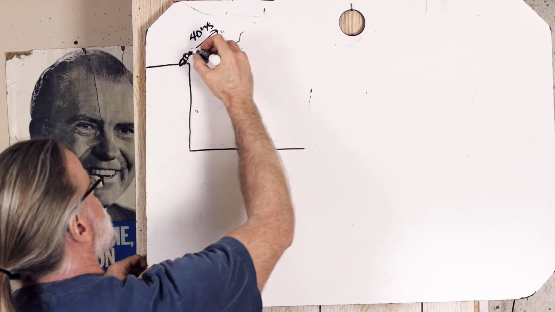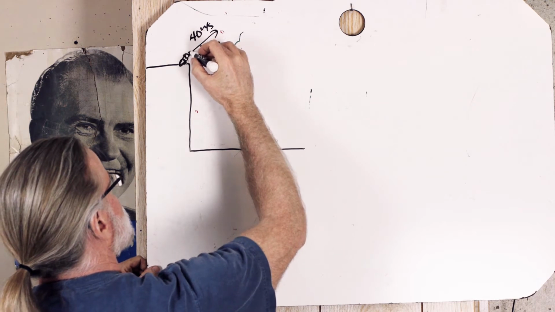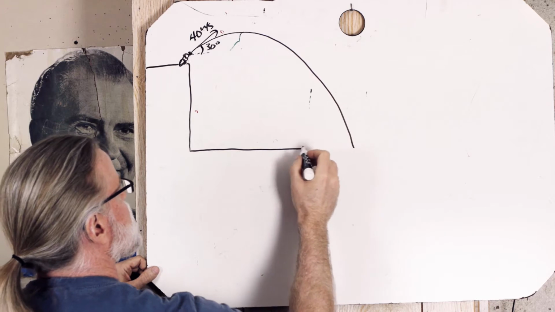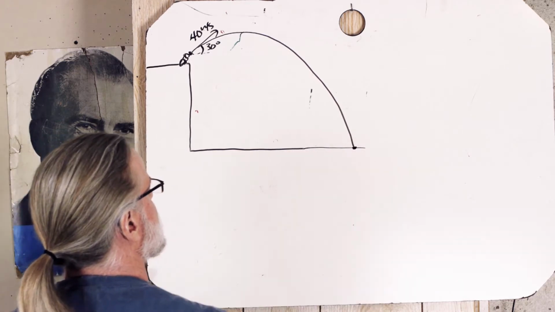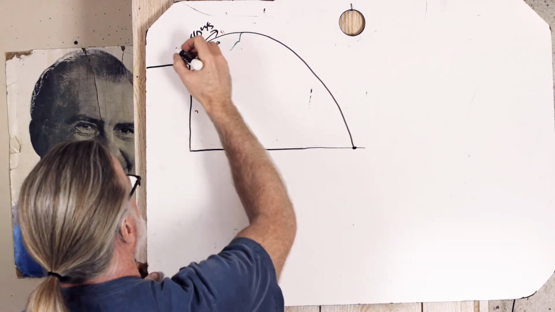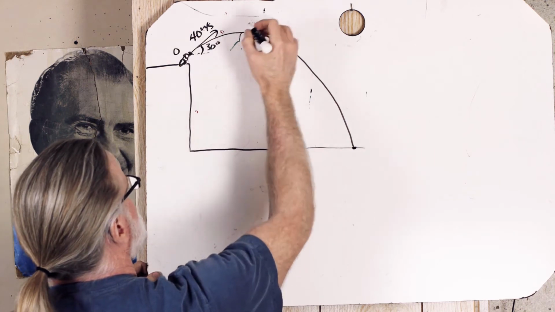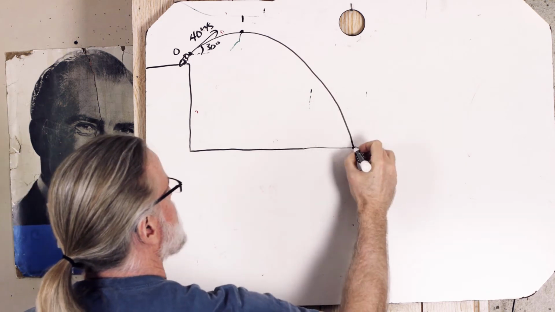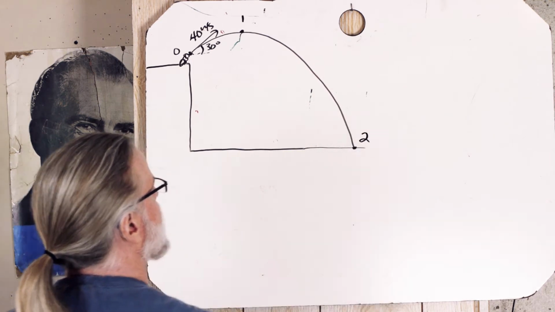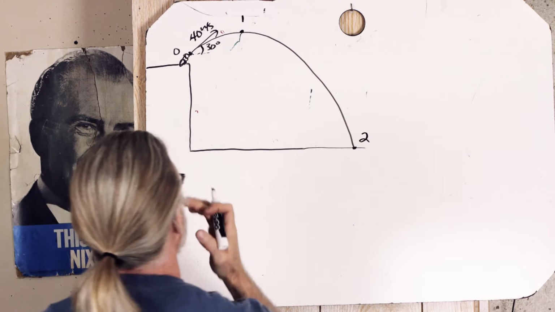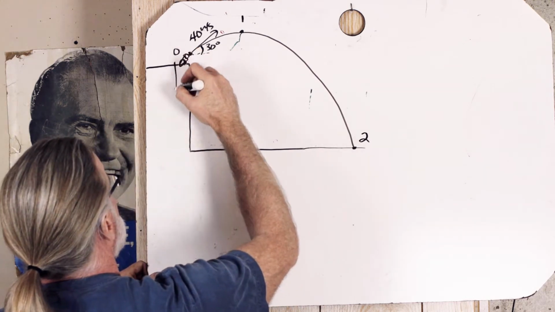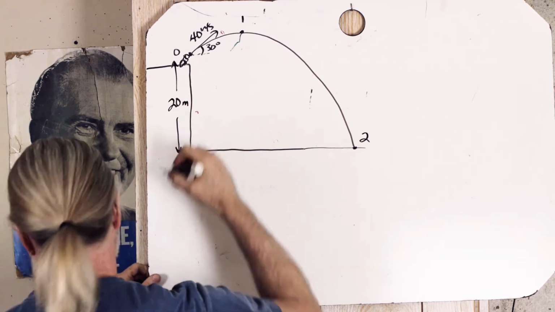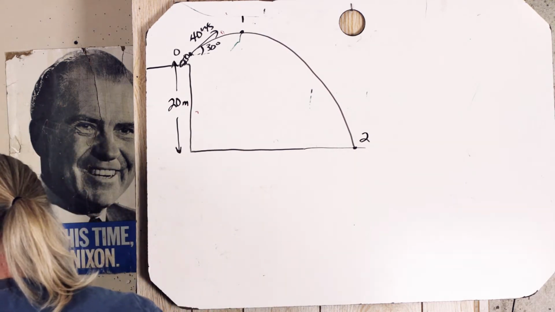And that's its initial velocity. Here's its trajectory. It's going to travel in a nice parabola and hit the ground. It starts at position 0. We want to know the maximum height that occurs right there. We'll call that position 1. And we want to know where it lands. We'll call that position 2. And the height of the beginning is 20 meters.